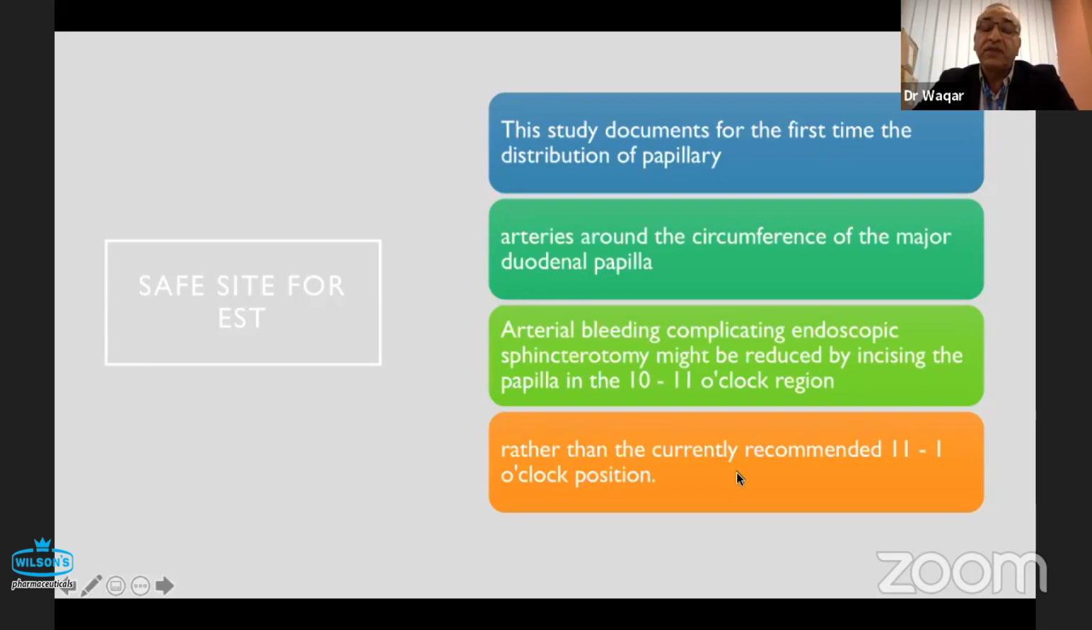So in case we are worried about causing hemorrhage, it's always better to err on the side of going more towards 10 o'clock than towards the 12 o'clock position.